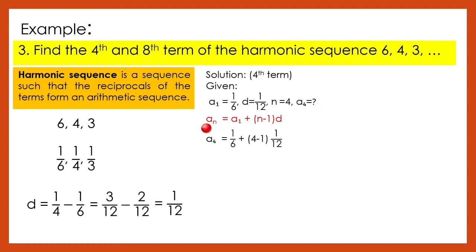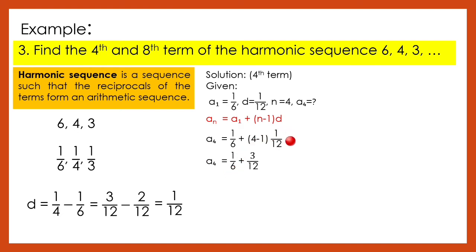Ang a sub n natin is a sub 4 equals a sub 1 natin, substitute ng 1/6 plus ang n natin is 4 minus 1. Then, substitute common difference which is 1 over 12. Then, perform the operation. A sub 4 equals 1 over 6. 4 minus 1 is 3.